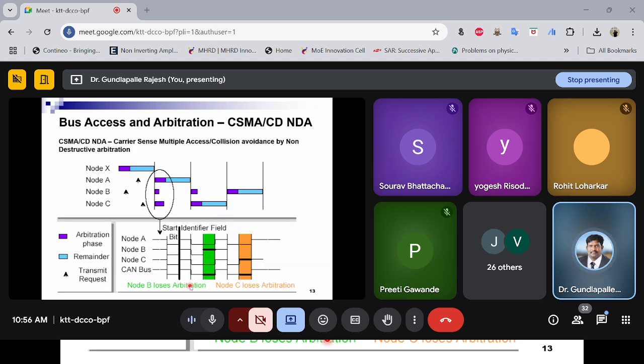So this is bus access and arbitration, like CSMA/CD, that is carrier sense multiple access with collision detection, by non-destructive arbitration. Non-destructive arbitration in the sense that even though a collision is detected, the data should not be lost, and there should not be any cut off flow of data.